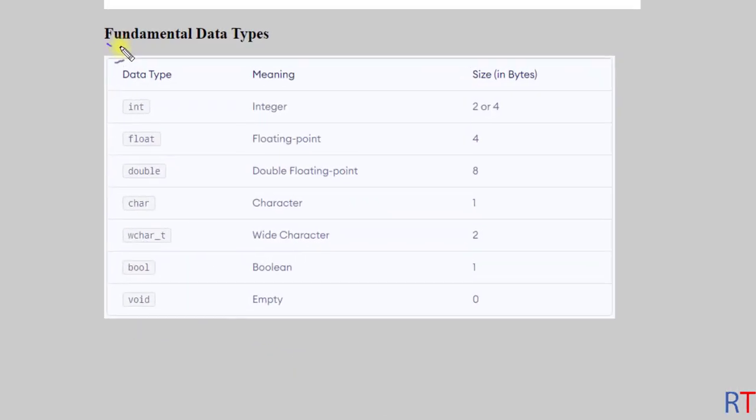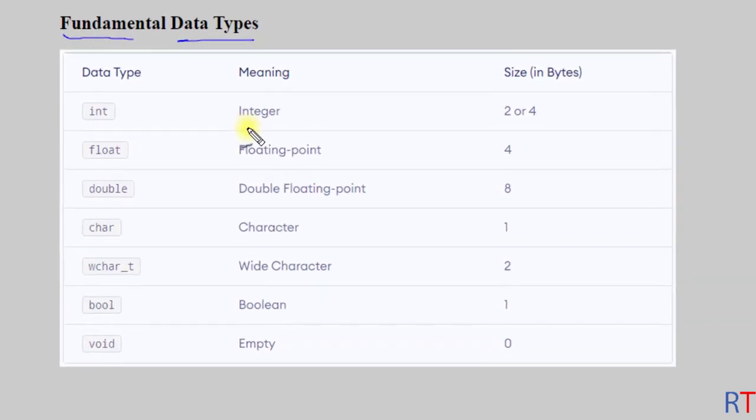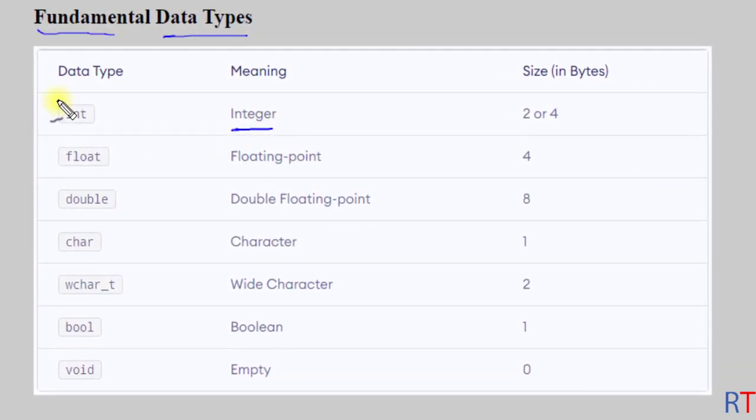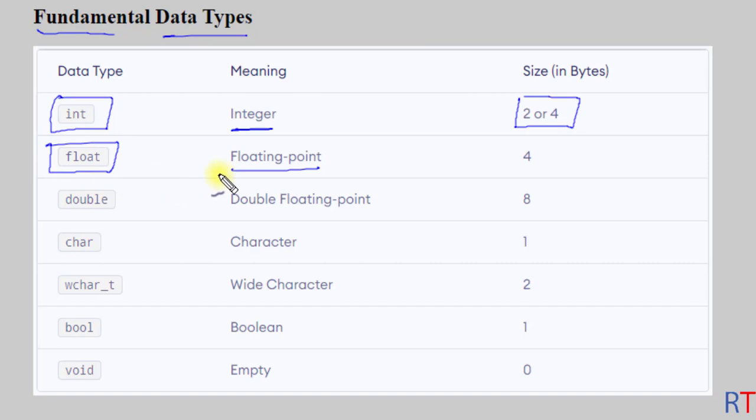Now let's talk about the fundamental data types. First we have the integer data type. The int keyword is used for the integer data type, and the integer takes 2 or 4 bytes of storage in memory. Next we have the floating point data type. The float keyword is used for the floating point data type, and it takes 4 bytes of storage. And for the double floating point, the double keyword is used and it takes 8 bytes of storage in memory.